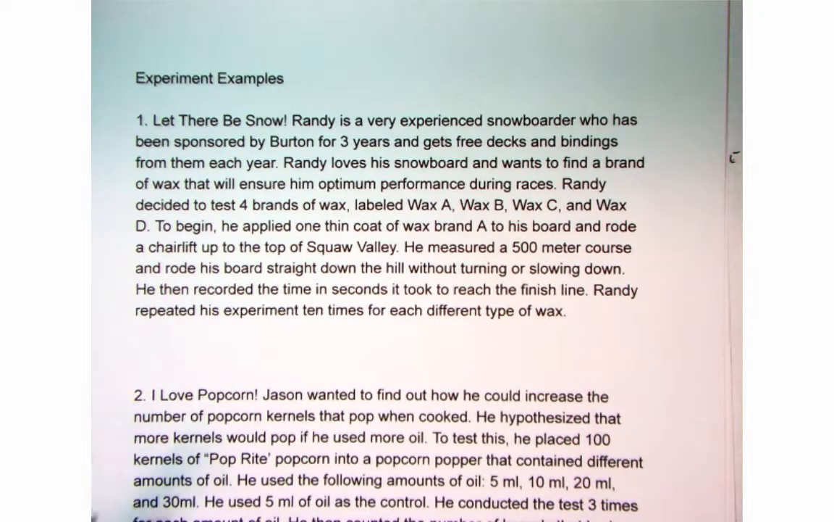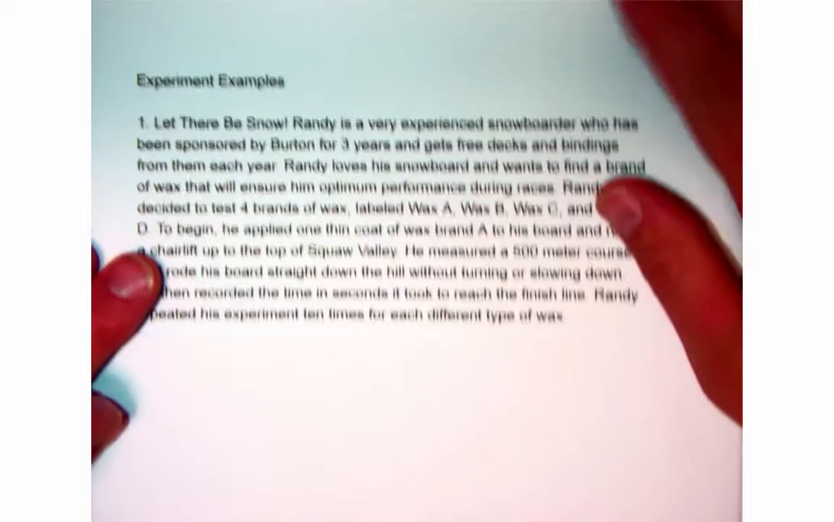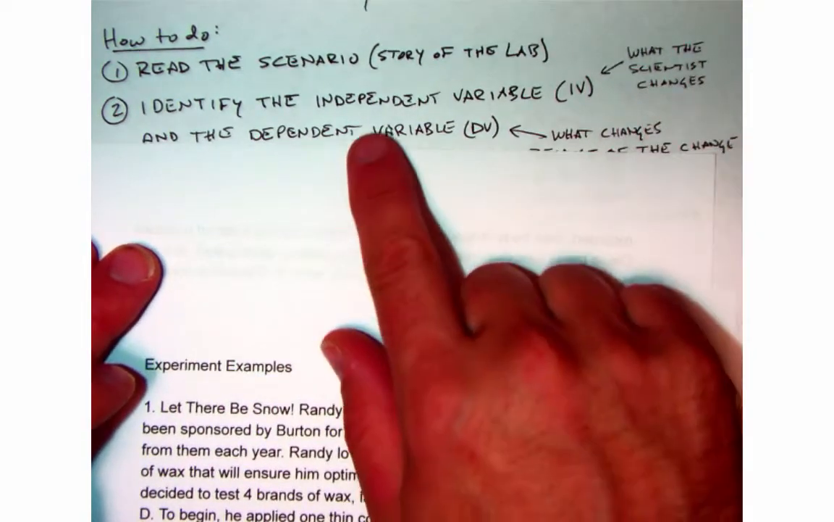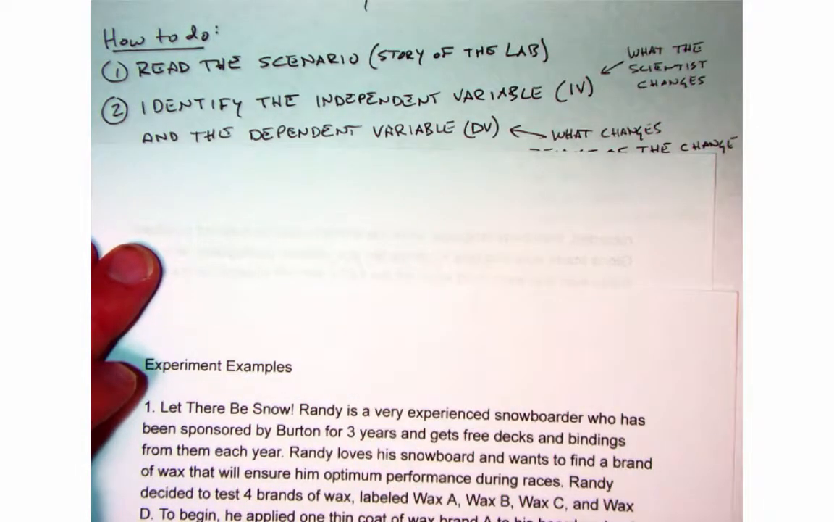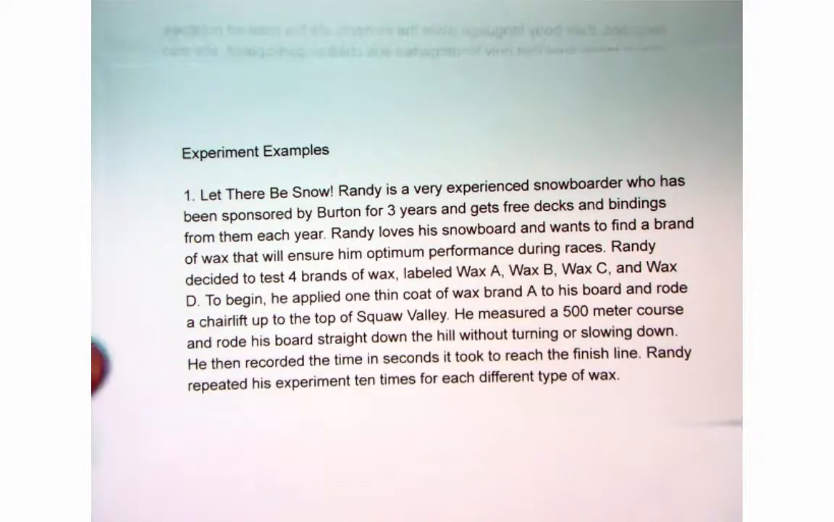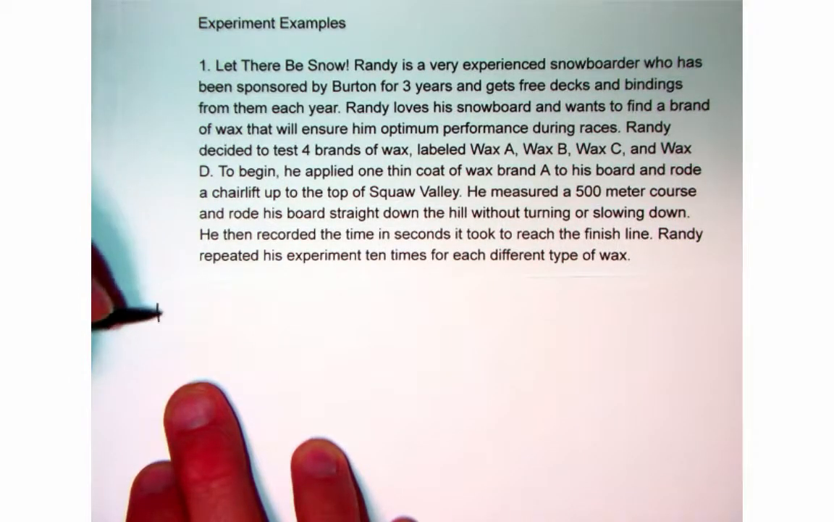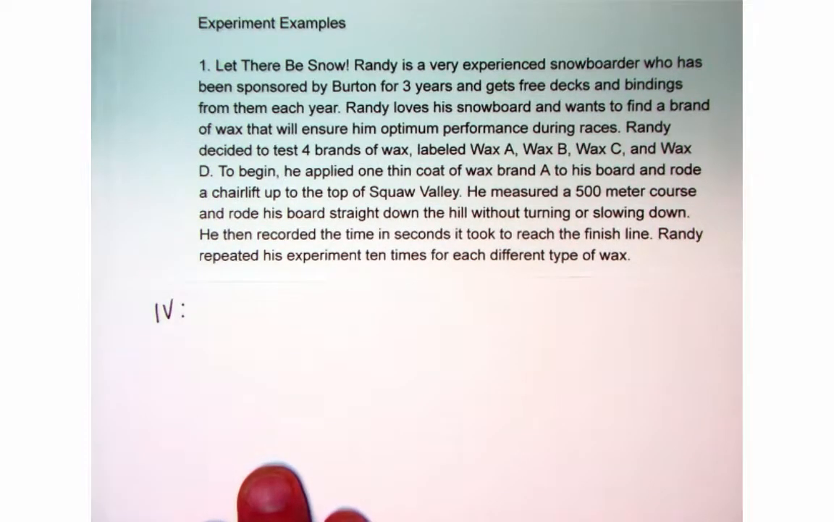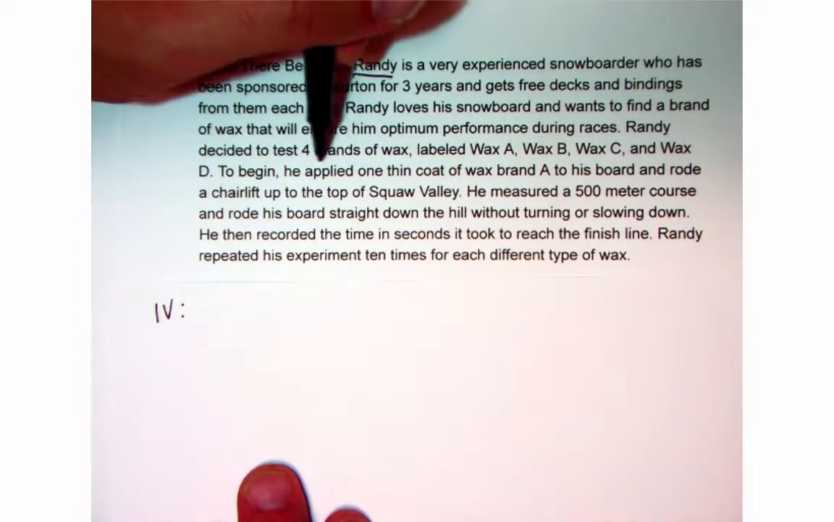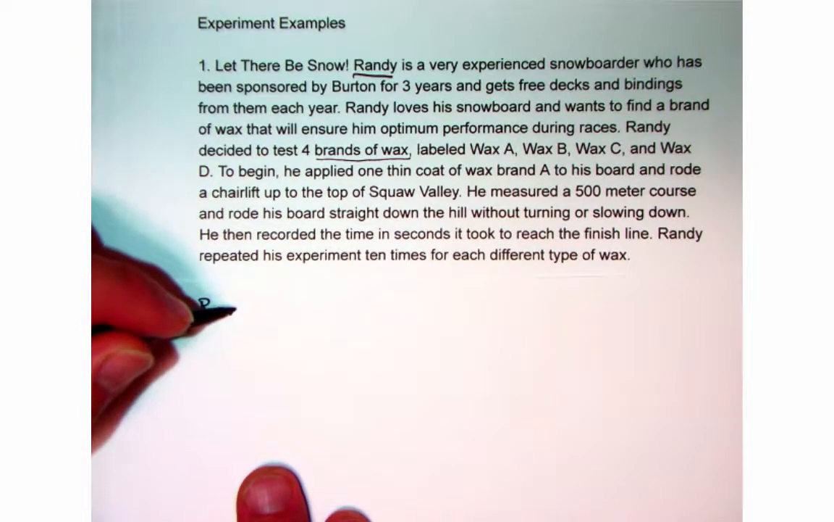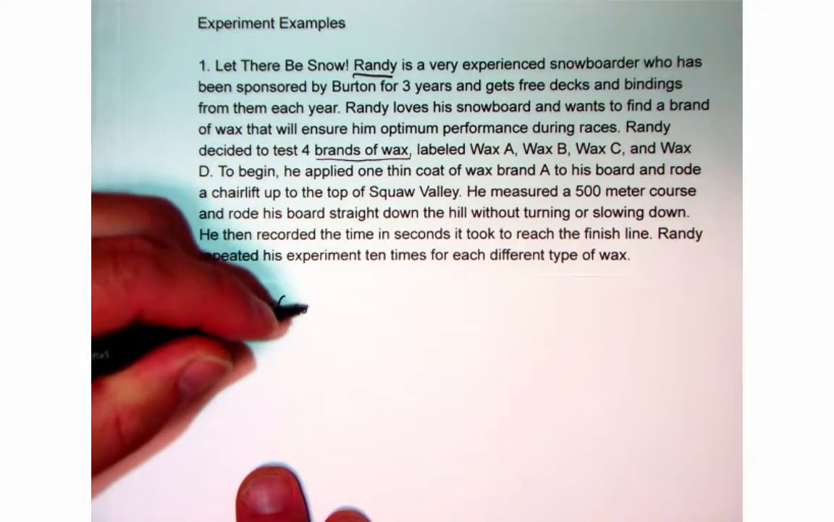So the first question that we need to ask, let's go back to the instructions that were given here. Identify the independent variable and identify the dependent variable. So again, the independent variable here is, let's move this up a little bit, the independent variable is what Randy changes. Randy is the scientist here. So what does he change? He changes the different kinds of wax. He tests 4 different brands of wax. So that is the independent variable, the brand of wax.